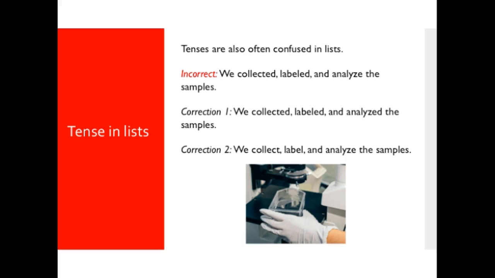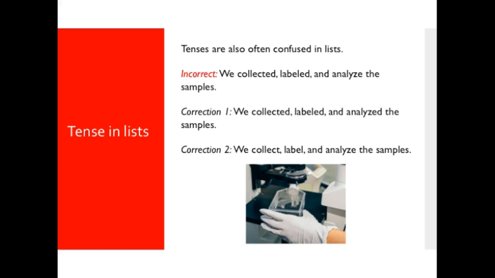So: we collected, labeled, and analyze the samples. Take a second and think about what's wrong with that. Collected and labeled are verbs in the past tense, whereas analyze is a verb in the present tense. So we either need to have all of these verbs in the past or the present. We can correct it by saying we collected, labeled, and analyzed the samples, or we collect, label, and analyze the samples.